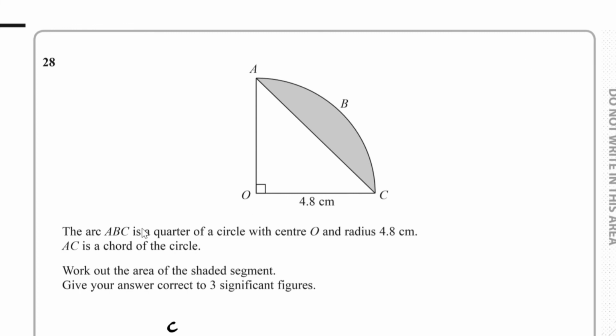Question number 28. The arc ABC is a quarter of a circle with centre O and radius 4.8 centimeters. AC is a chord of the circle. You have to work out the area of the shaded segment. Give your answer correct to 3 significant figures.